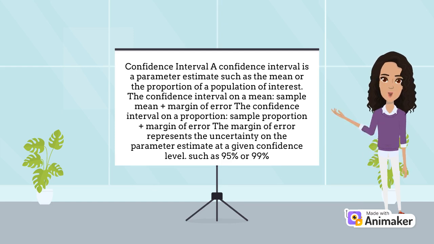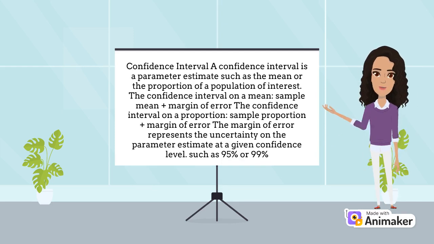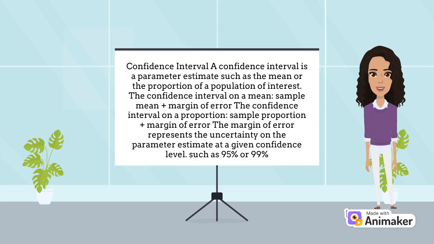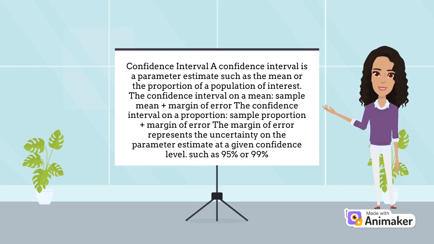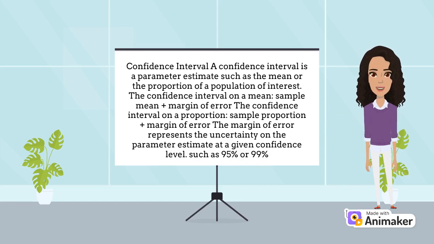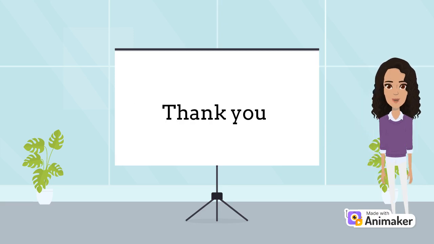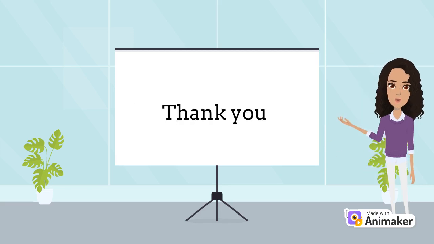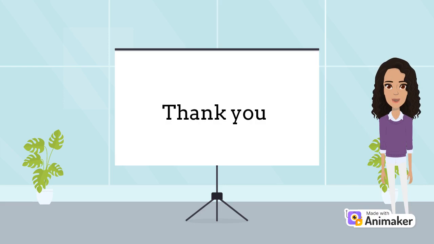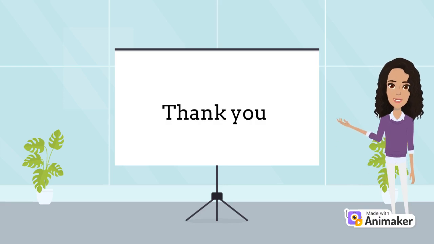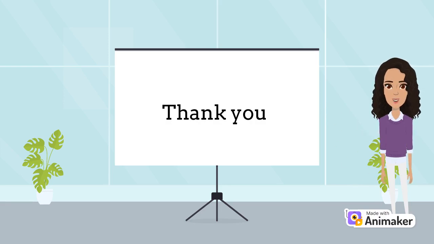The confidence interval on a mean: sample mean plus margin of error. The confidence interval on a proportion: sample proportion plus margin of error. The margin of error represents the uncertainty on the parameter estimate at a given confidence level, such as 95%.